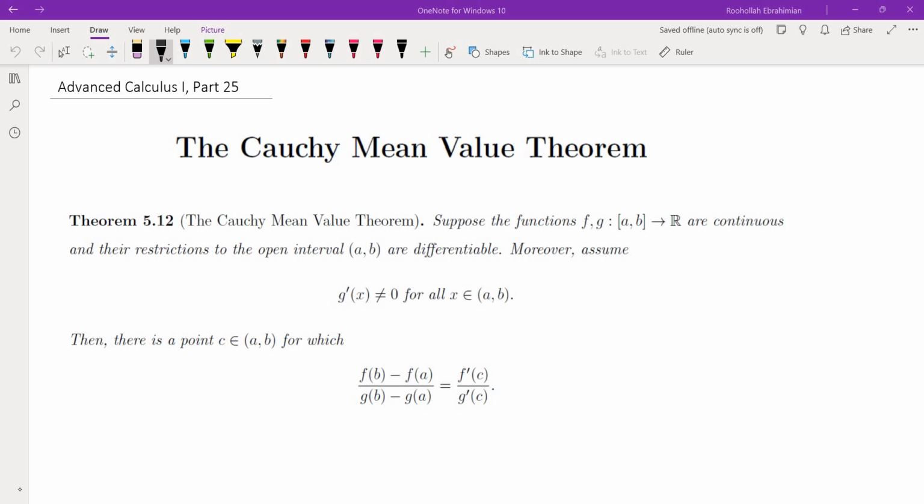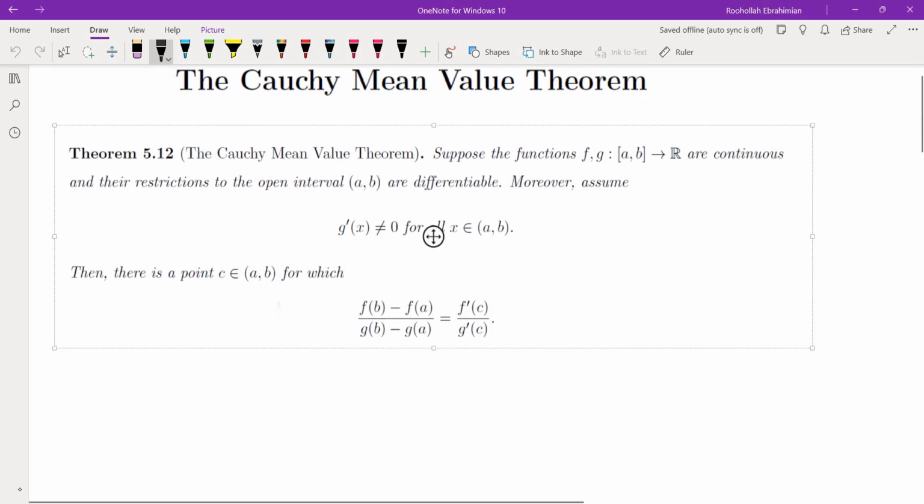Hello, in this video we're going to go over the proof of the Cauchy Mean Value Theorem and one very useful application of this theorem. If you recall, last time we proved the mean value theorem.